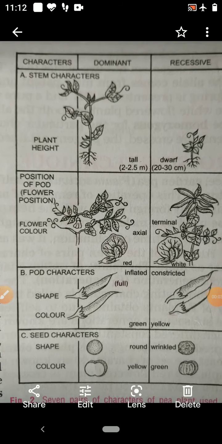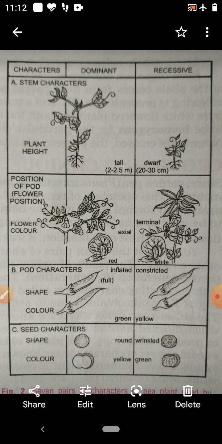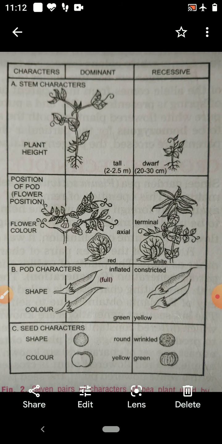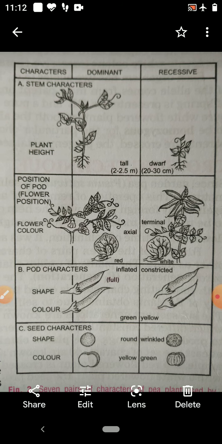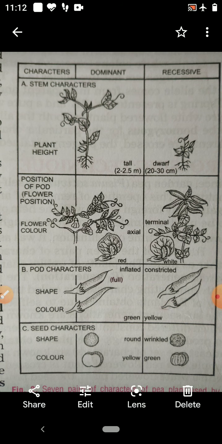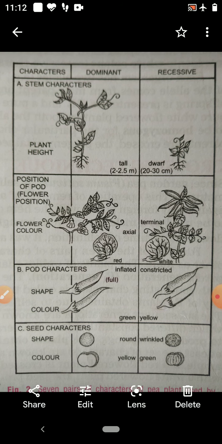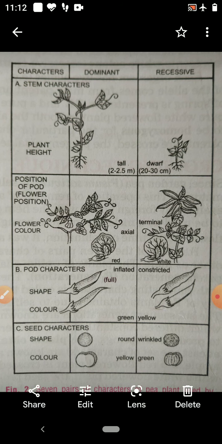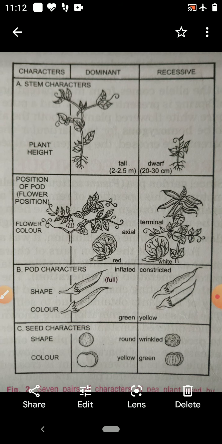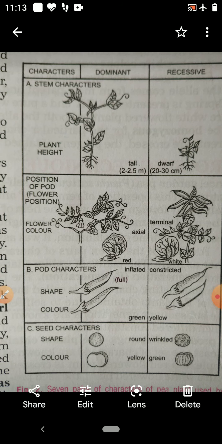Children, I am going to explain Mendel's experiment. Gregor John Mendel conducted breeding experiments taking golden pea, Pisum sativum. Mendel carried out his experiment on the common golden pea plant. He observed 7 contrasting characters in Pisum sativum.